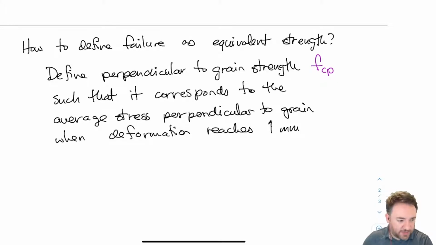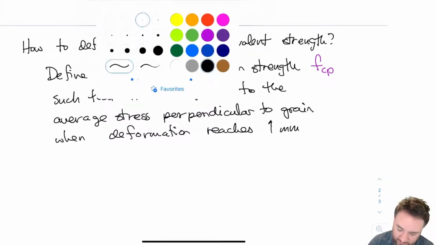So now that we know what's happening, we want the compression perpendicular to grain strength to be set up kind of similar to all of the other equations for strength, compression parallel and tension parallel and bending and all those things. So the way that the standard is set up is that it actually still defines, even though this is a deflection criterion, it still defines a strength FCP. And how does it define that strength FCP? It defines it based on the stress in the fibers when it reaches 1 millimeter of deformation. So what does that look like?